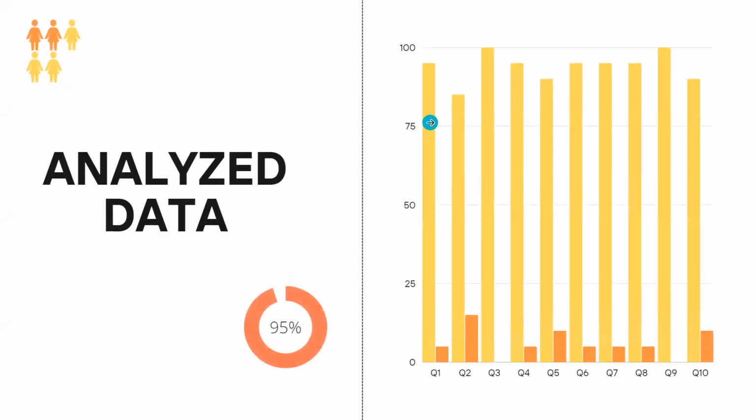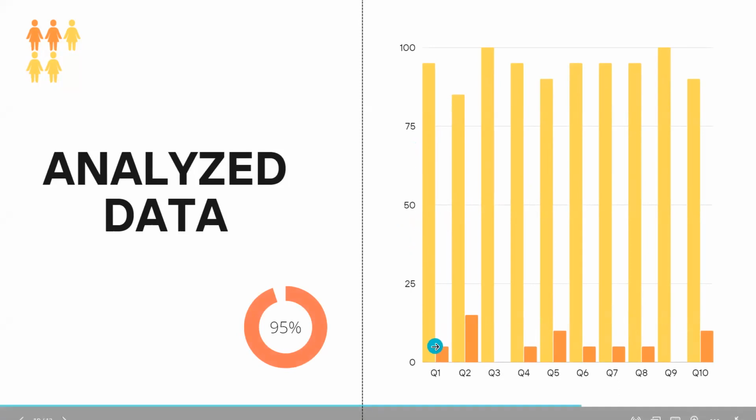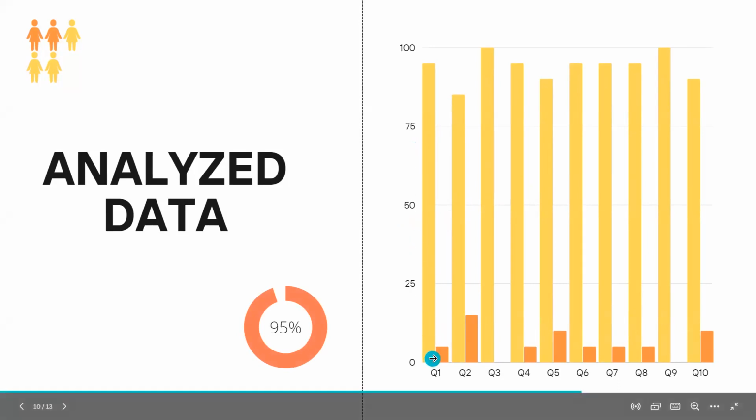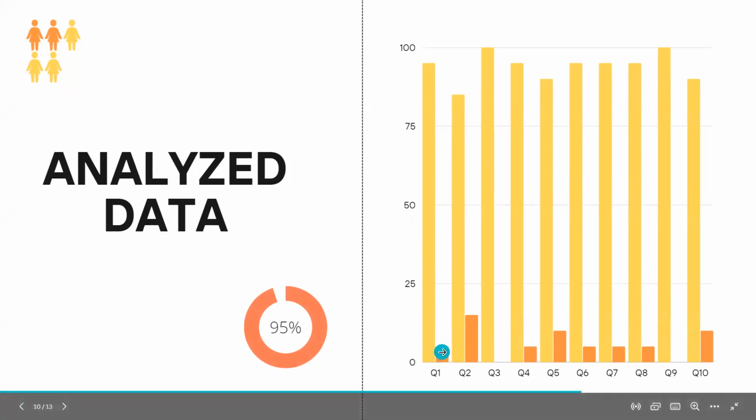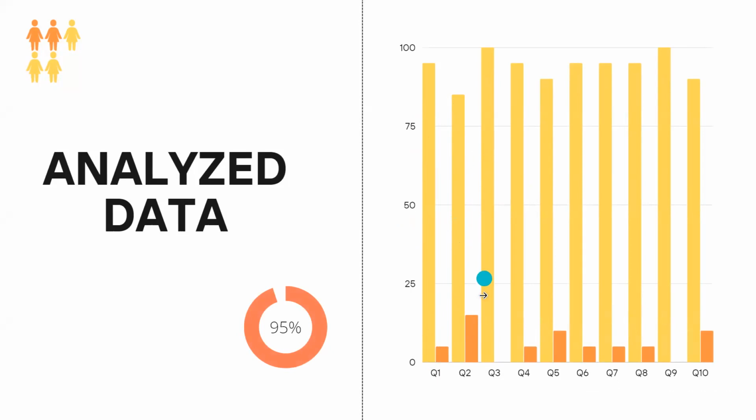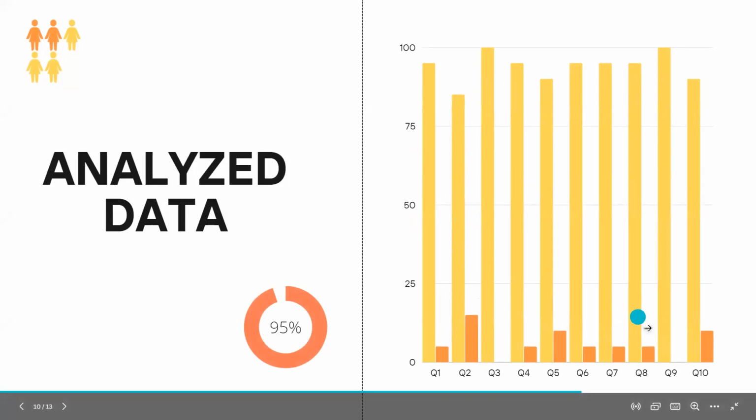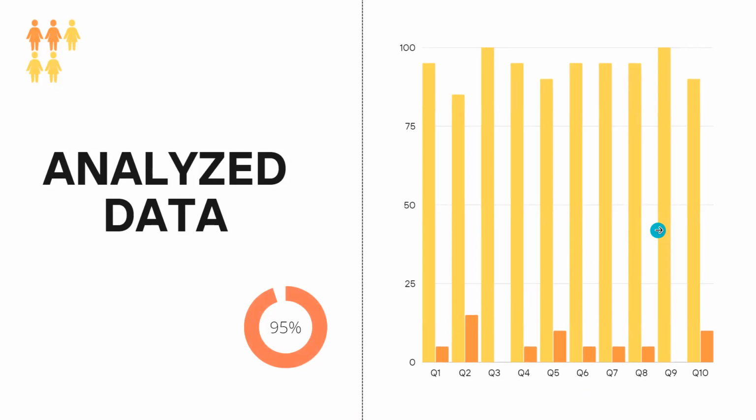So here, these are the results of the data after conducting the 10-question survey. As you see here in the first question, 95% of the students agree with the statement, whereas 5% disagree. In question 2, 85% of the students agree with the statement, whereas 15% of them disagree. In questions 3 and 9, all the students agree with the statement that they were given.